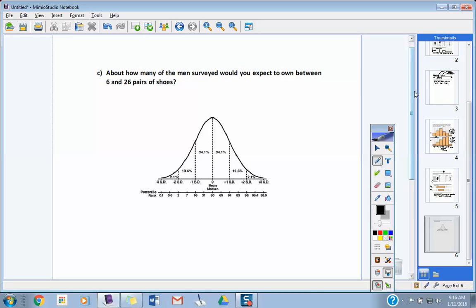The question says here, about how many of the men surveyed would you expect to own between 6 and what, guys? Okay, here's the deal. Go back to that chart right there. The mean for men's pairs of shoes was, I'm going to write them down here, the mean was 16 and the standard deviation was 10.